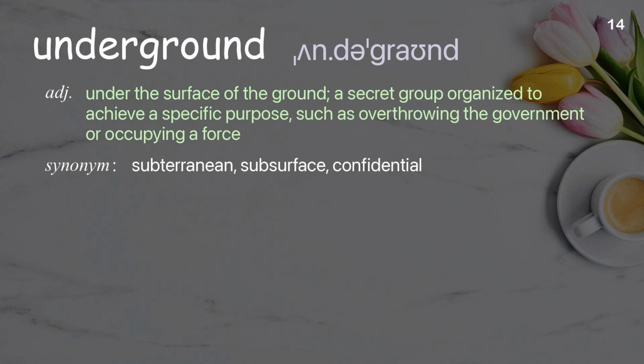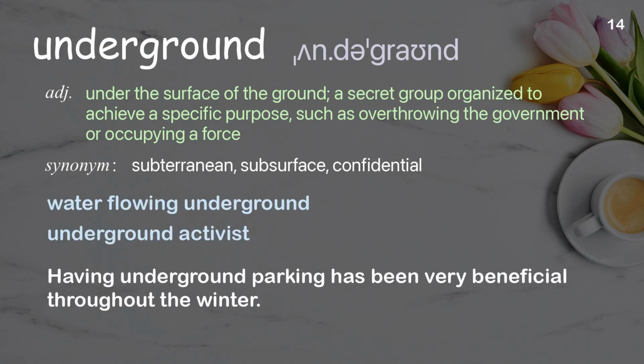Underground. Under the surface of the ground, a secret group organized to achieve a specific purpose, such as overthrowing the government or occupying a force. Examples: water flowing underground, underground activist. Having underground parking has been very beneficial throughout the winter.